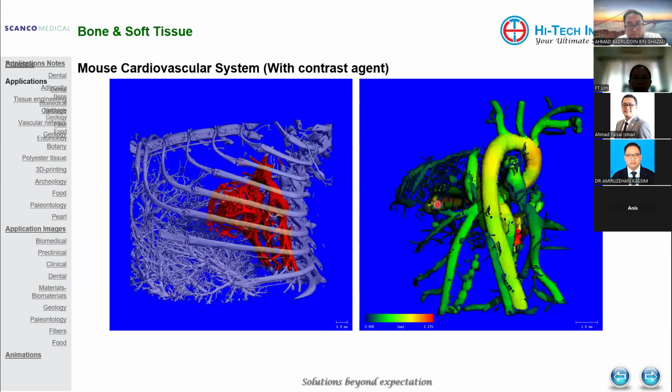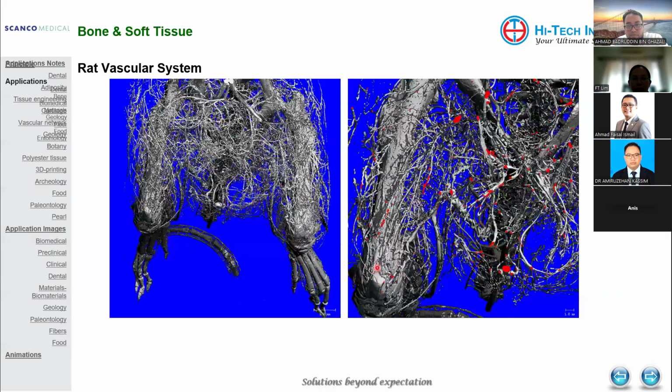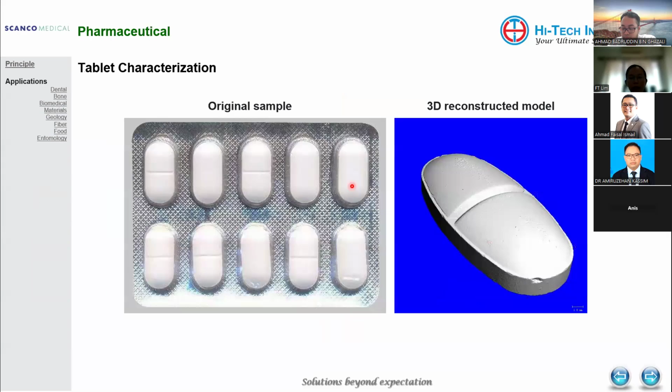Okay, so this is a cardiovascular system with contrast agent, and this is a very fine structure of the blood, the vascular system, the blood capillaries, of a rat. And this one is another example. We can look at the tablet.